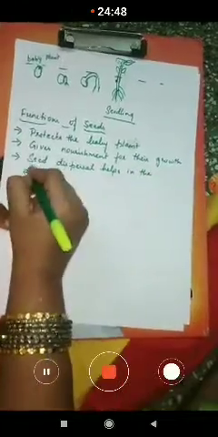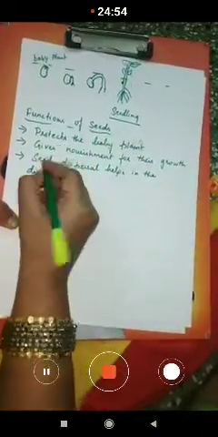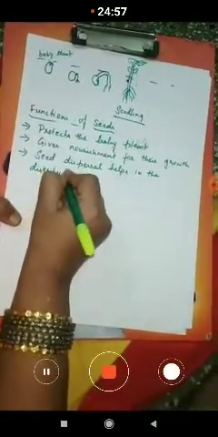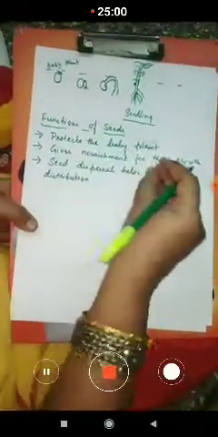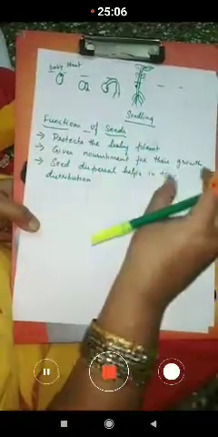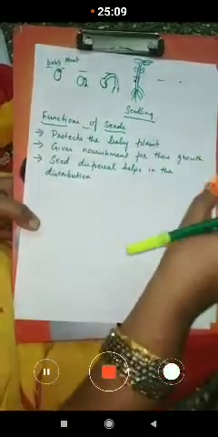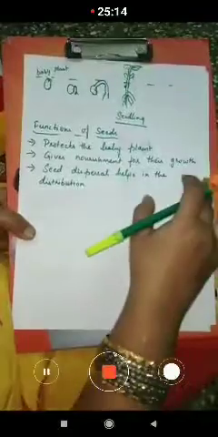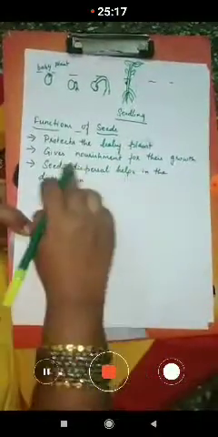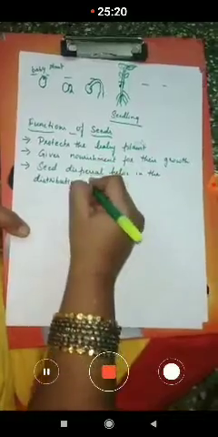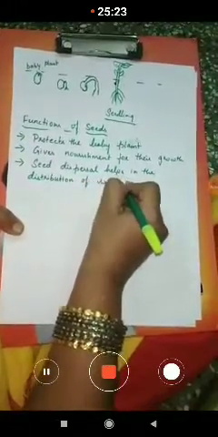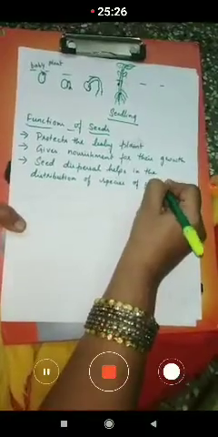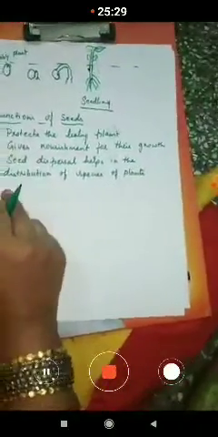So seed dispersal helps in the distribution of species. As the seeds are dispersed in various areas, we can observe the distribution of different species of plants. Species means it may be the apple plant, mango plant, coconut plant, papaya plant. So the distribution of different species of plants takes place for their better growth. So these are the functions of seeds, children.